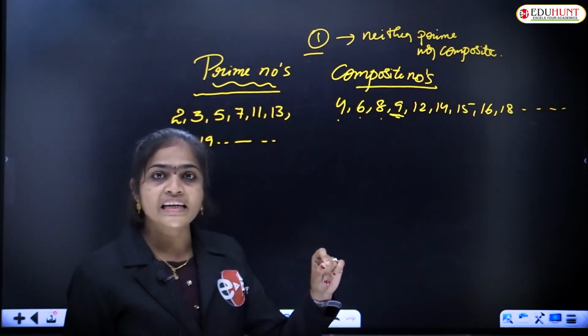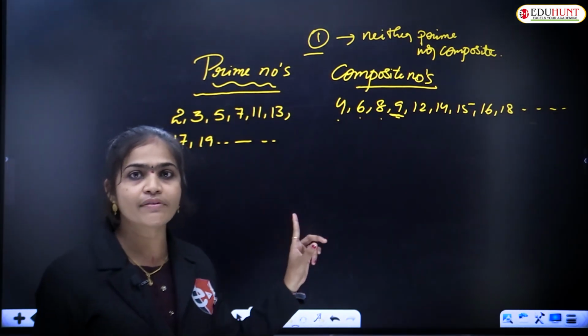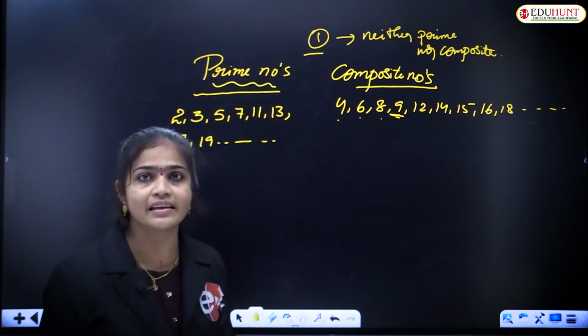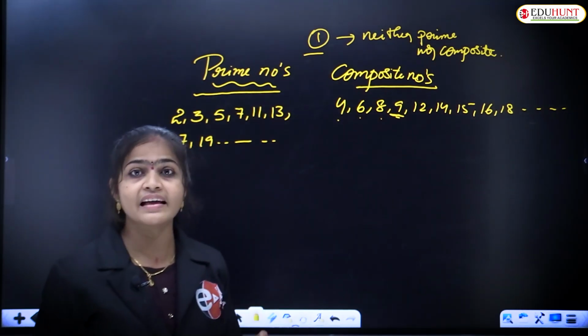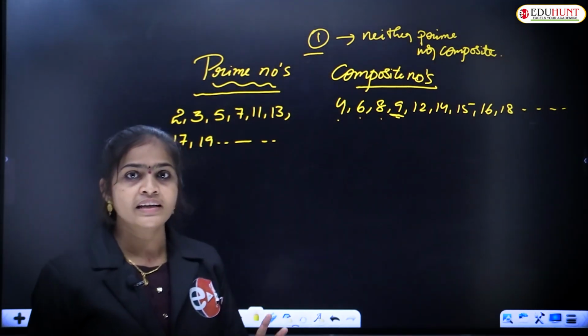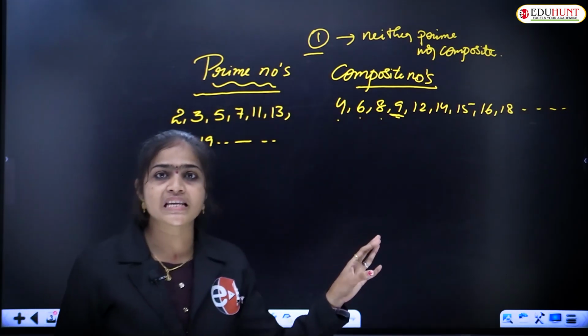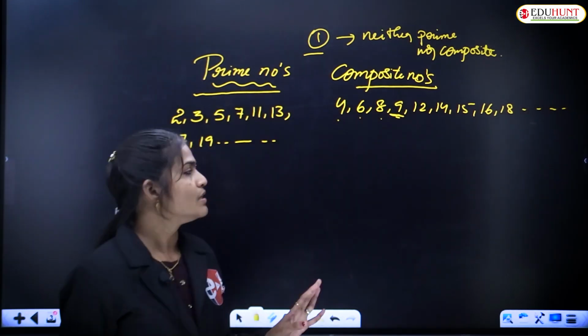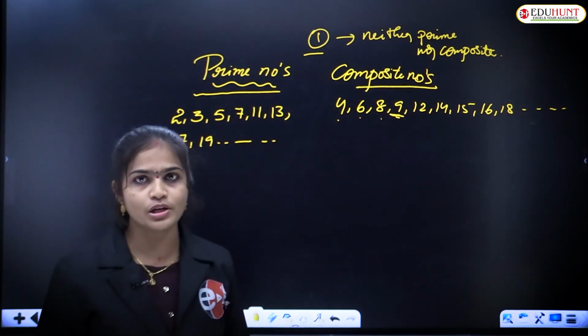What is the even prime number? 2 is the even prime number. How many even primes are there? Only 1 even prime, that is nothing but 2. The remaining prime numbers are all odd primes only. So children, this is about natural numbers.